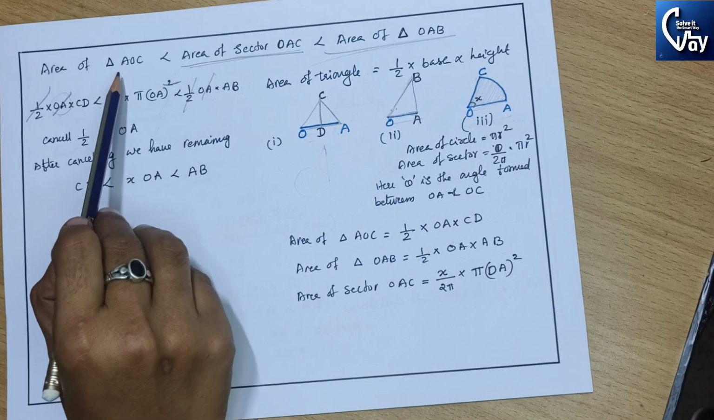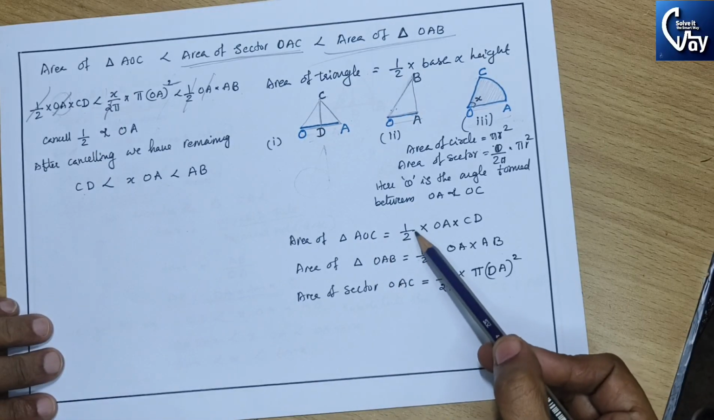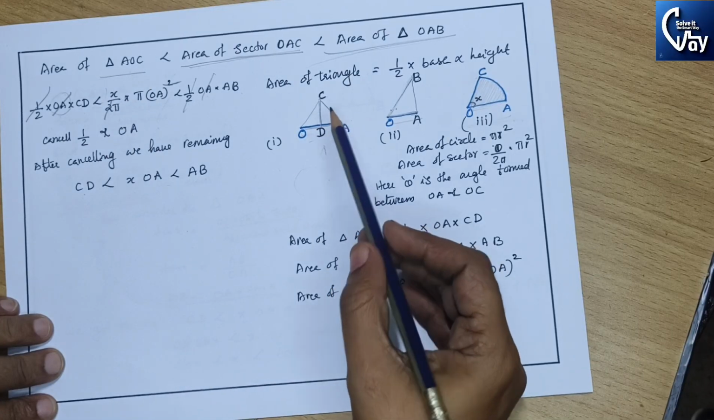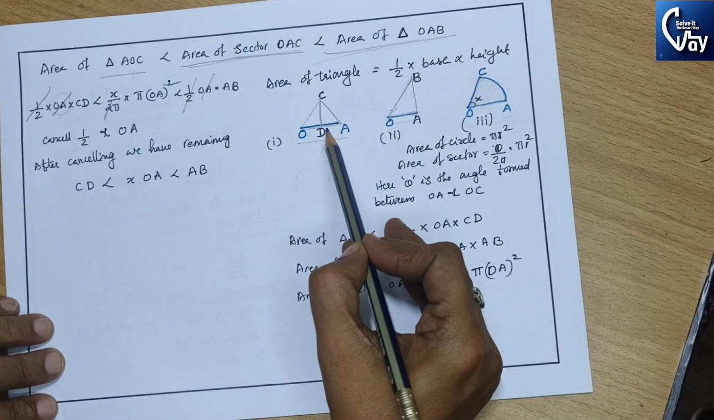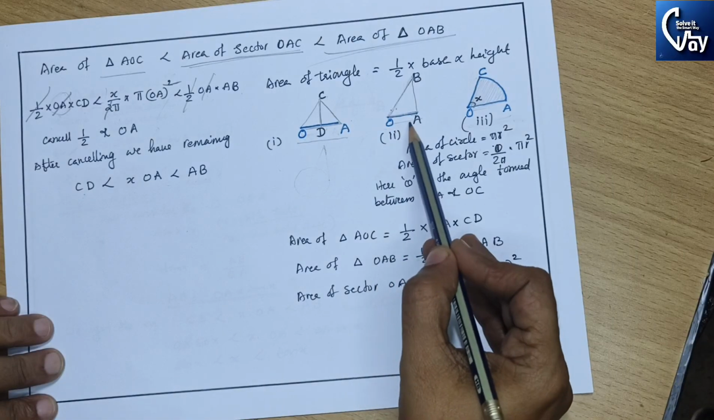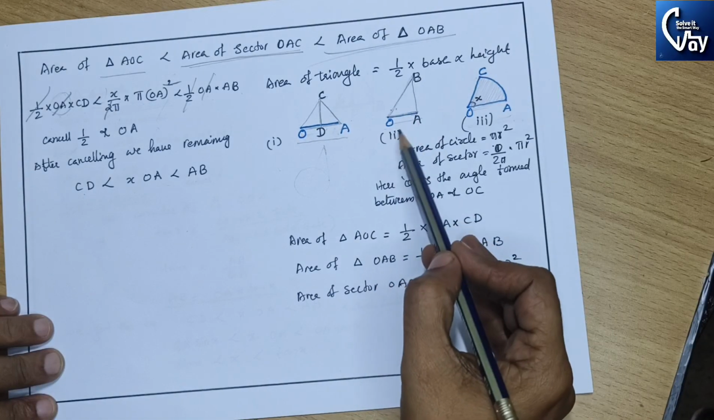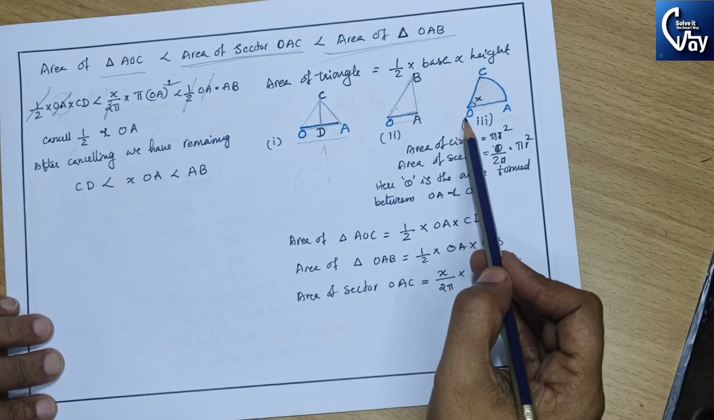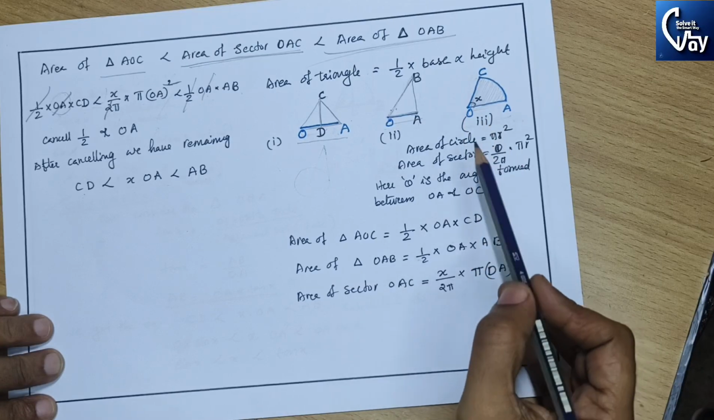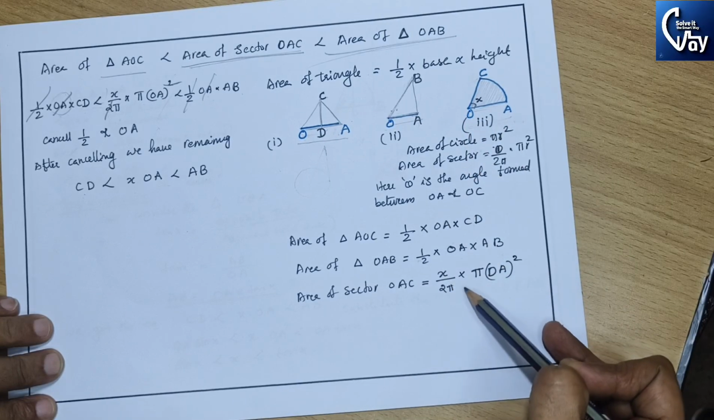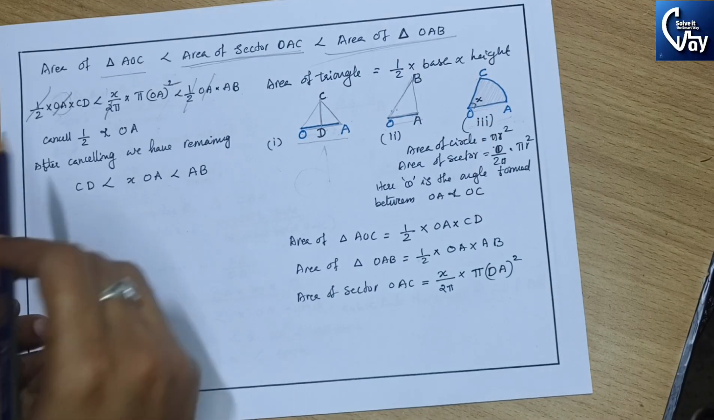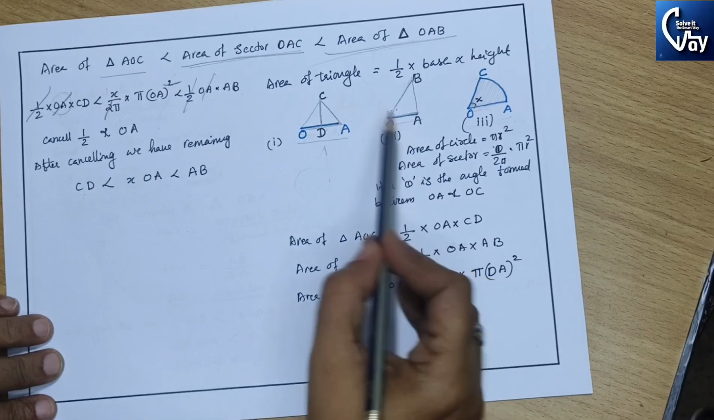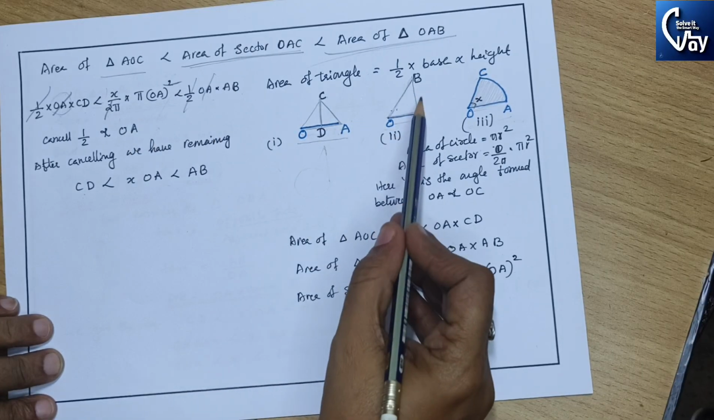Now, how to find the area of the triangle? Area of the triangle is half into base into height. Here, the first triangle is triangle AOC. OA is the base and CD is the height. Next one, OAB. In this triangle, OA is the base and AB is the height. In this sector, how to find the area? Area is equal to theta by 2 pi into pi r square. Is it clear? Here, half into base OA into height CD is less than half into base OA and height AB.